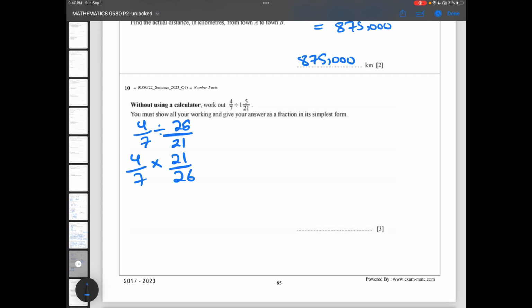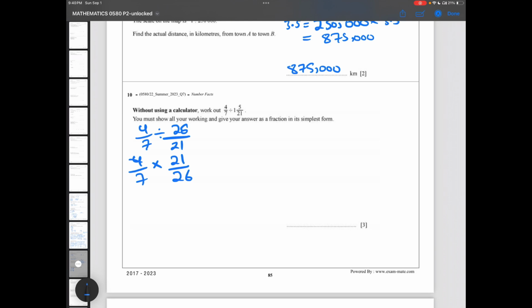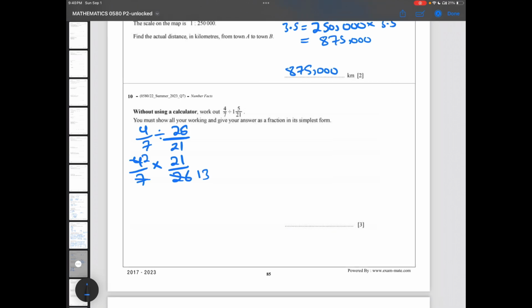Now over here we can see that this 4 and 26 can be simplified. This 4 becomes 2, 26 becomes 13. Now 21 and 7 can also be simplified, right? 7 into 1 is 7, 7 into 3 is 21. 2 multiplied by 3 is 6.